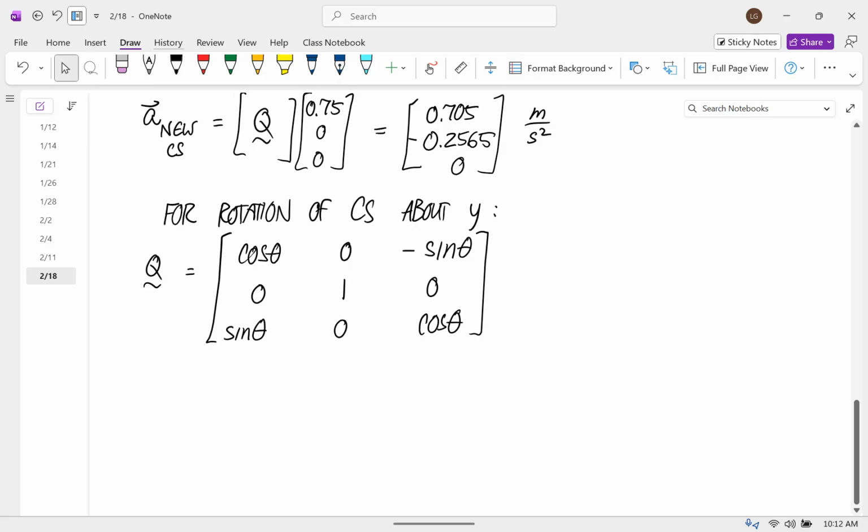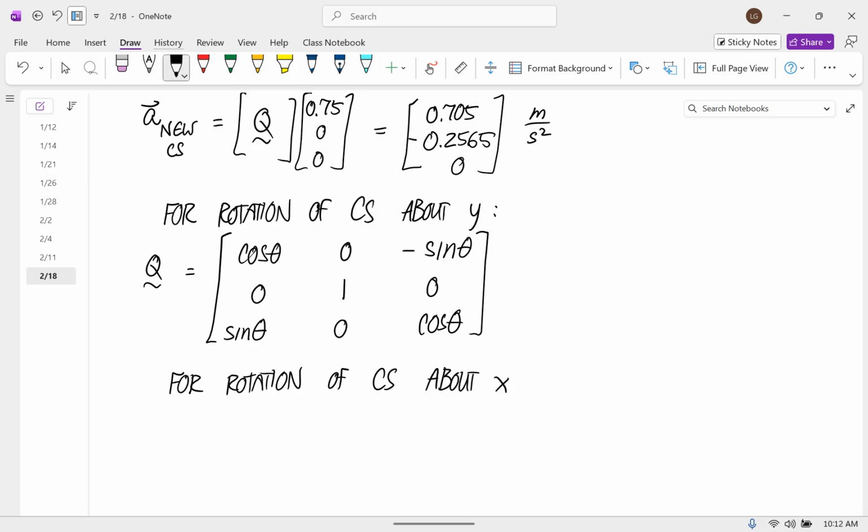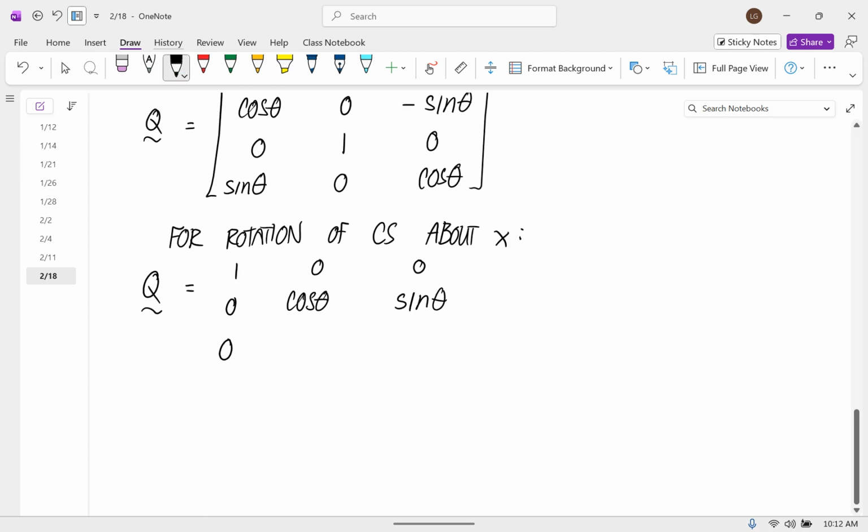And then for a rotation about the x-axis, this would be 1, 0, 0, 0, cosine of the angle, sine of the angle, 0, negative sine of the angle, cosine of the angle.